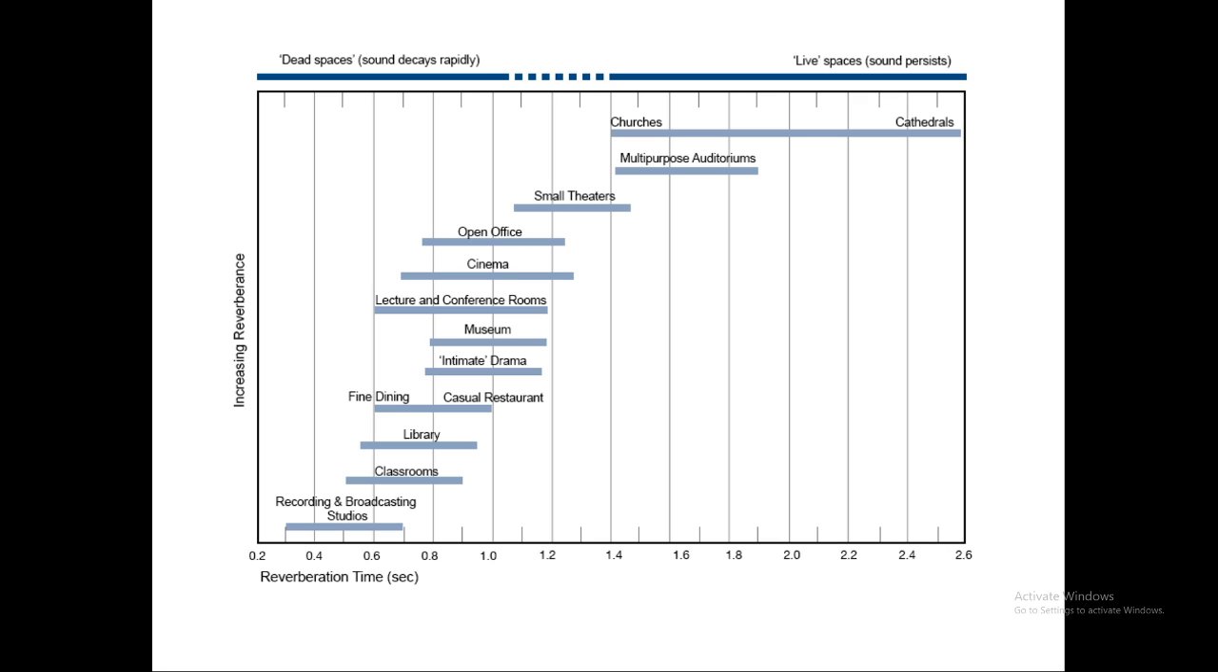This is a good little chart of RT60 times. It's really important to kind of get this right, depending on the use of the room. If you've ever been in some sort of conference and they have powered speakers and the room's just completely uncontrolled and you can't hear anything, it drives me crazy. But also, going up from the top, churches and cathedrals typically have the longest reverb time.